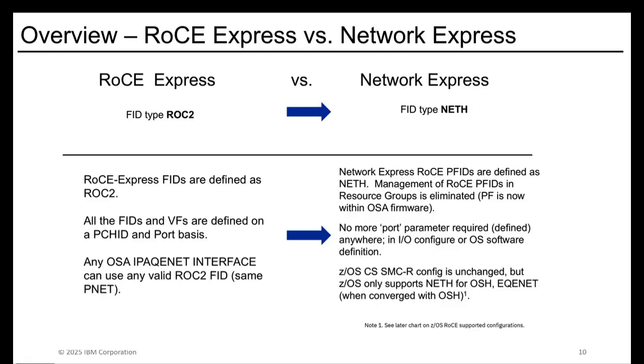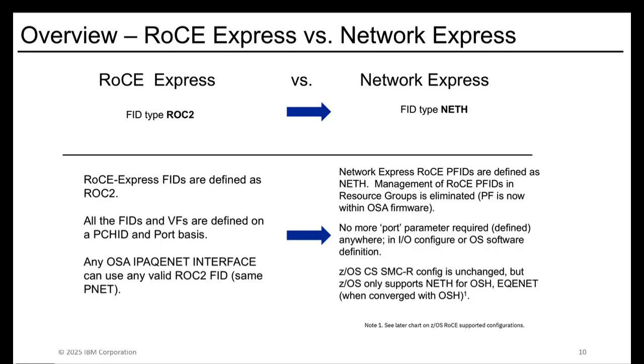Now, on the right, when we get to Network Express, the Network Express RoCE PFIDs are defined as NetH. Management of RoCE PFIDs and resource groups is eliminated. The physical function is now within the OSA firmware. So that parenthetical is a big deal. That means the PSP, the PCI support partition, is eliminated for managing the new RoCE cards. The management functionality is in OSA itself. No more port parameter required anywhere, so you can't configure it. It's obsolete because a PCHID is a port and that's it, 1 for 1.